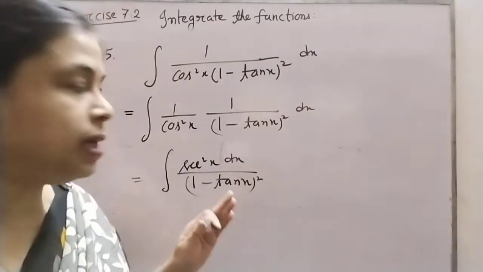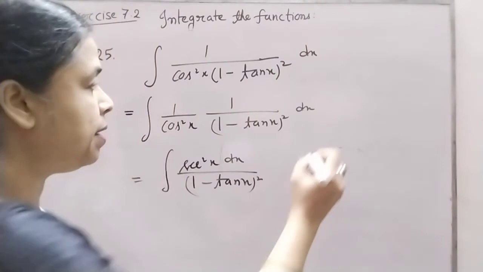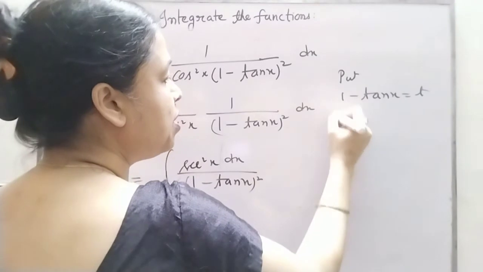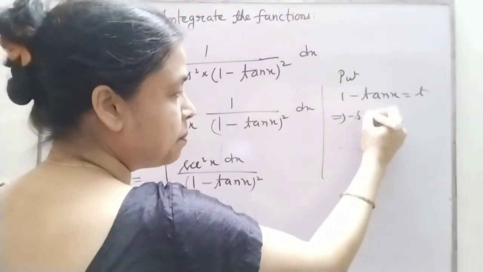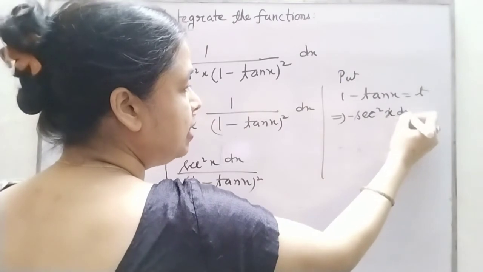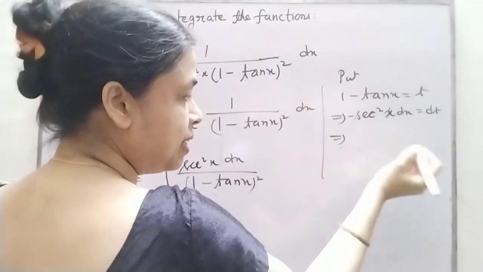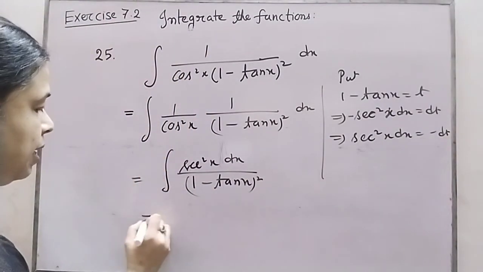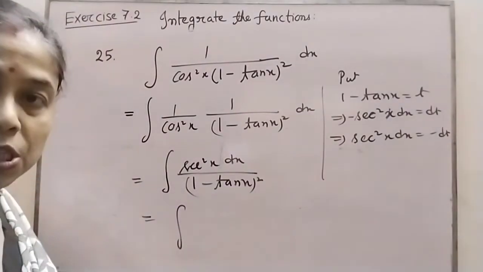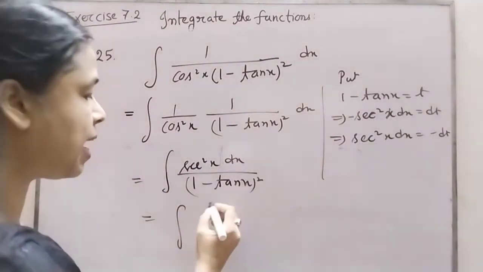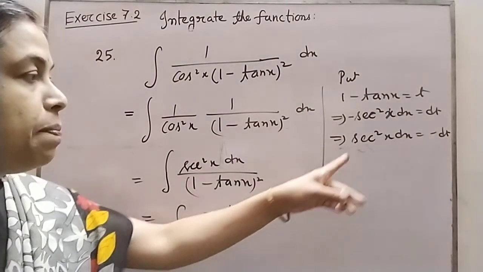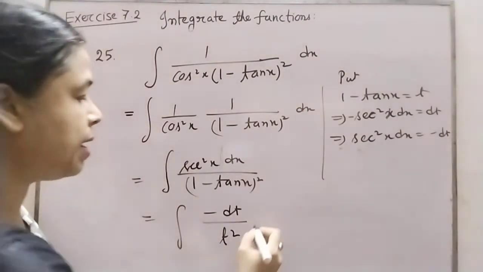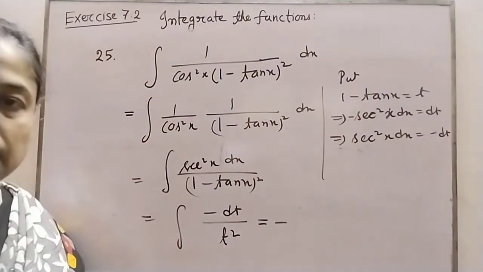Now we understand that if I substitute 1 minus tan x equal to t, the derivative of tan x is sec square x, with a minus sign there. So sec square x dx is equal to minus dt. We don't have a minus sign in the numerator, so I just bring it to the right side. It becomes minus dt. Substitute it. In the place of sec square x dx, I can write minus dt, and in place of (1 minus tan x) whole square, I can put t square. I can write this minus sign outside.